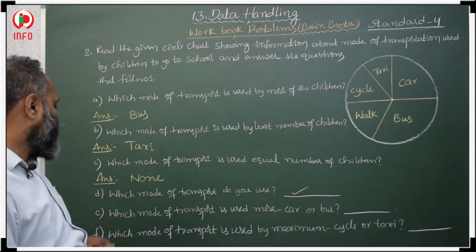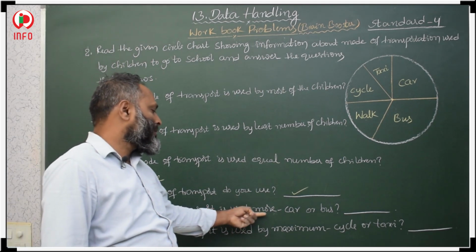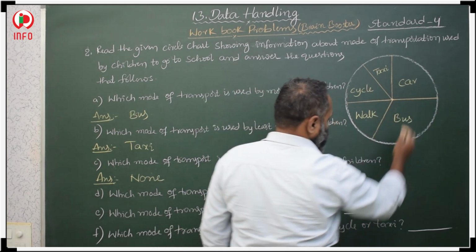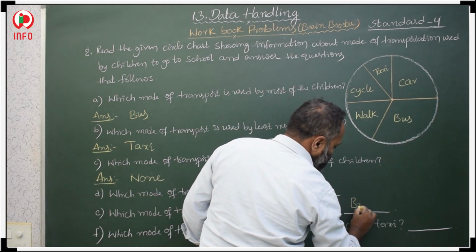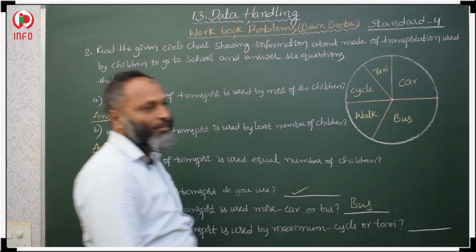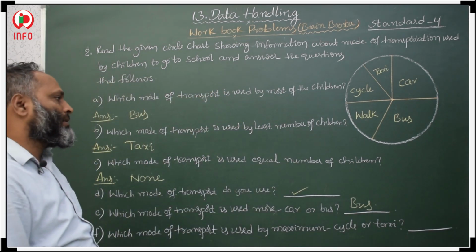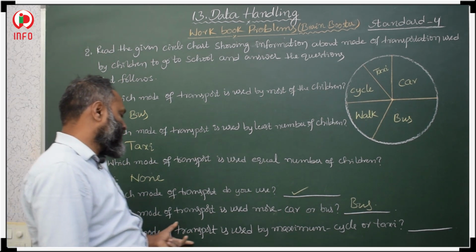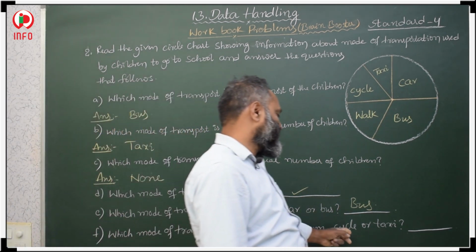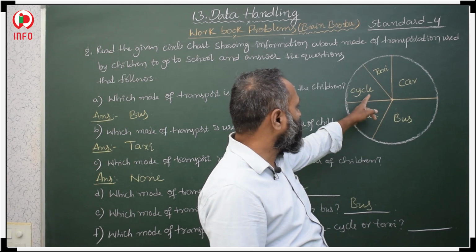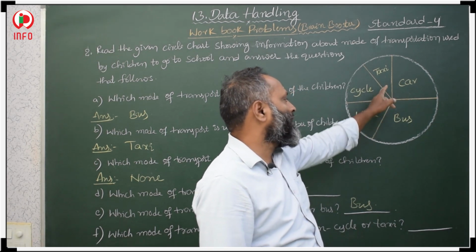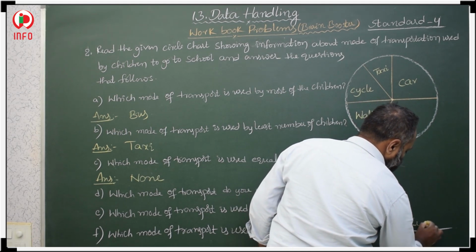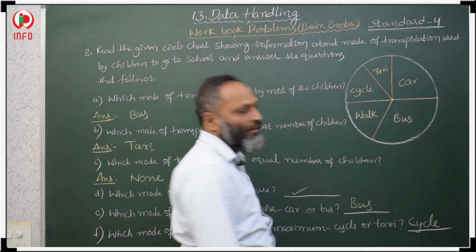Now, which mode of transport is used more, car or bus? Bus. So this was used by a larger number of students, they used bus as a mode of transport. Next, which mode of transport is used by the maximum number, cycle or taxi? If we compare cycle or taxi, cycle. So most of the students used cycle.